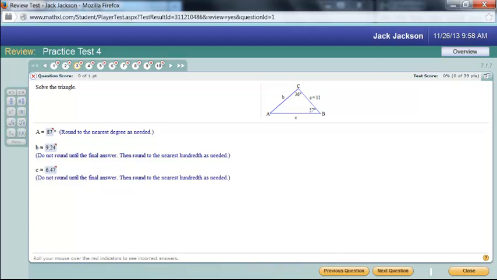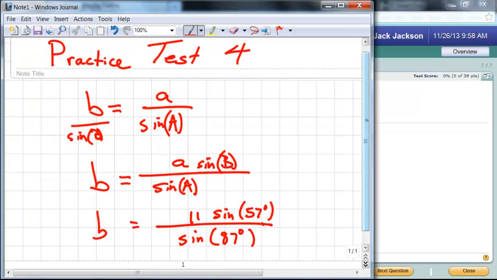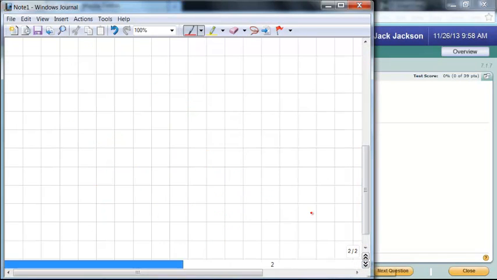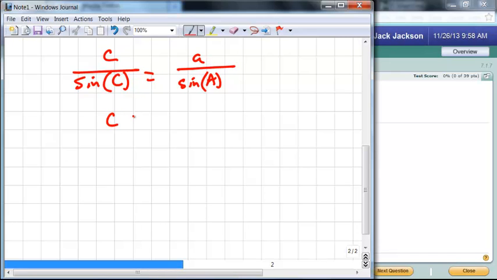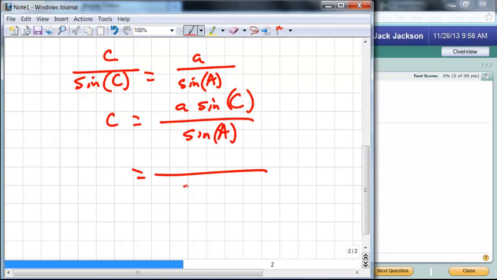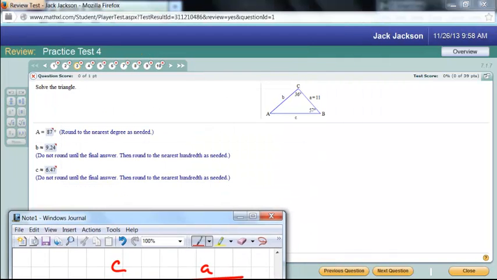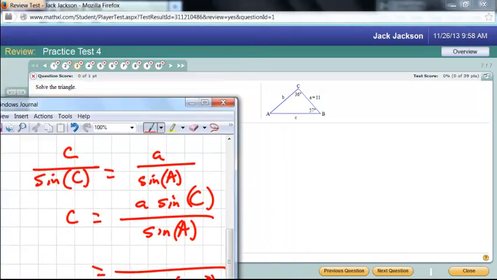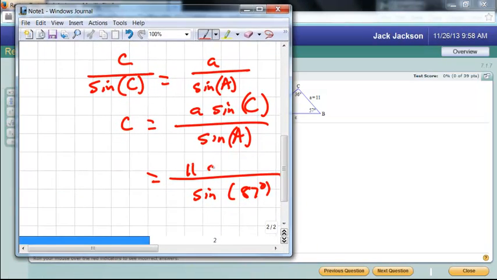Okay, and similarly we can find side c in a very similar manner. c over sine of angle C is, again, a over sine of angle A. So c is a sine of angle C over sine of angle A. And again, this is sine of, I believe, 87 degrees. Let me look it up to be sure. 87, and a was 11, and angle C is 36 degrees.